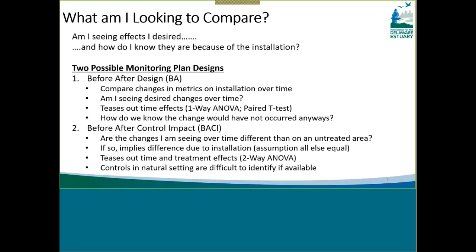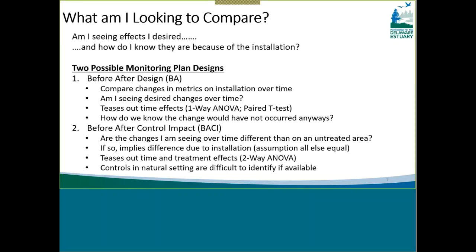People might say, well wait a minute, what am I even looking to compare? I want to see these effects here, but how do I really know that they're because of the things that I did? These slides are a little wordy, but I know that you were getting the presentation, so I wanted to keep them in there for you. And although these possible monitoring strategies can seem complicated, they're really not.